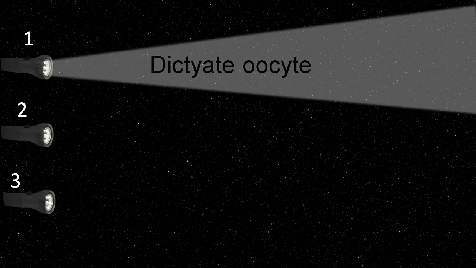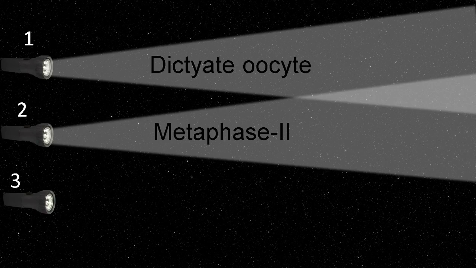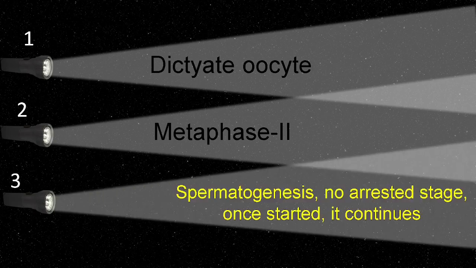Here we have learned three important points. First is the dictyate oocyte, which is arrested at prophase 1. All the oogonia are converted to primary oocytes and arrested at prophase 1 as dictyate oocytes at the time of birth or before birth. Second, at the time of ovulation, most mammals release the secondary oocyte arrested at metaphase 2. In the presence of spermatozoa, the oocyte completes its second meiosis division. Otherwise, it does not complete its second meiosis division.